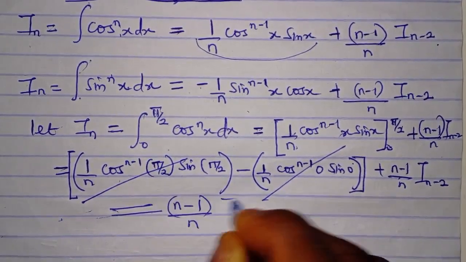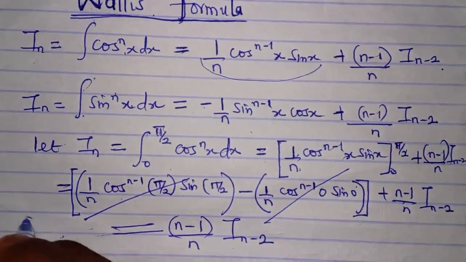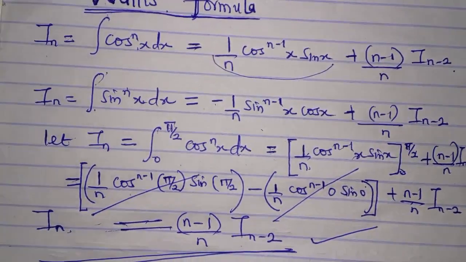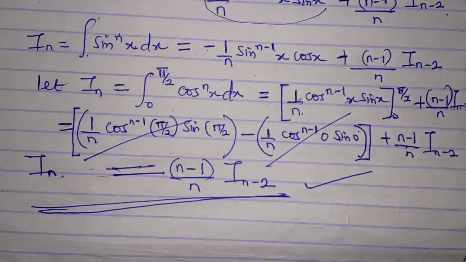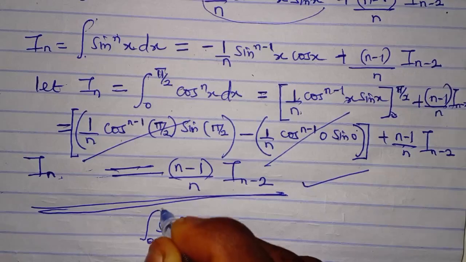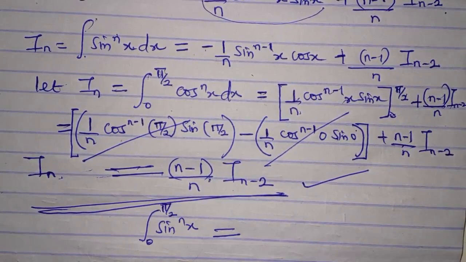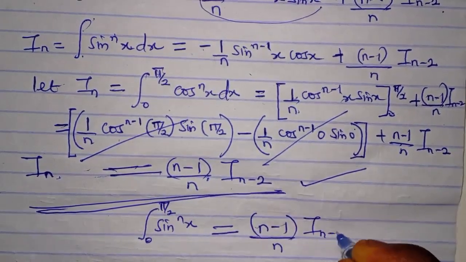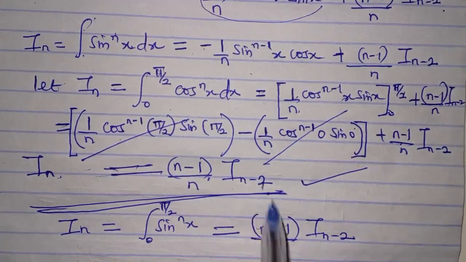So we are just left with (n minus 1) over n into I sub n minus 2. So this is I sub n. This is what we call the Wallis formula. I told you if I perform the integral of sine^n x from 0 to pi over 2, I will still get this. So I want to leave it for you to verify. (n minus 1) over n I sub n minus 2. So it is the same thing. We call this the Wallis formula.